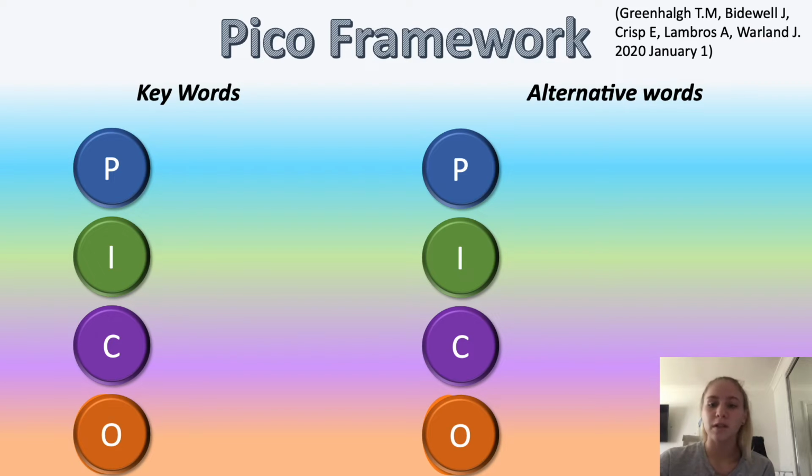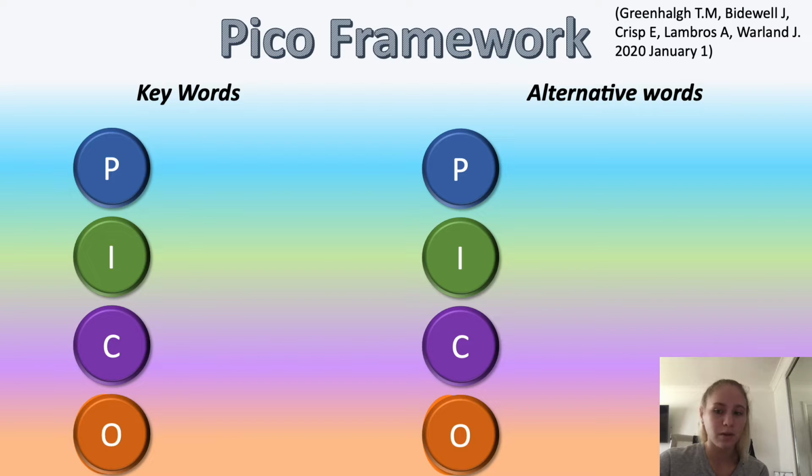The PICO framework is a great tool when conducting research and using databases to find the best evidence-based practice. When conducting research and using databases, the PICO framework helps identify the key words in order to refine the search and find high levels of evidence. PICO stands for Population, Intervention, Comparison, and Outcome.